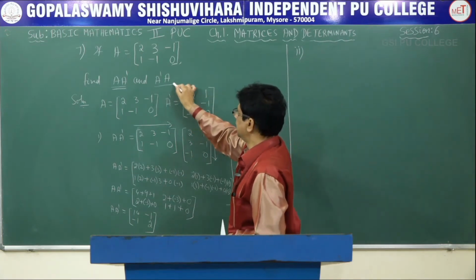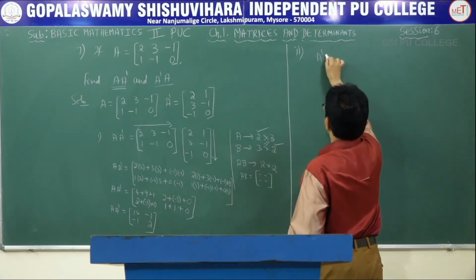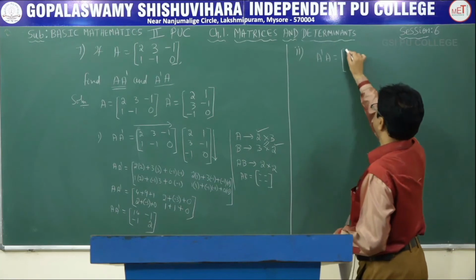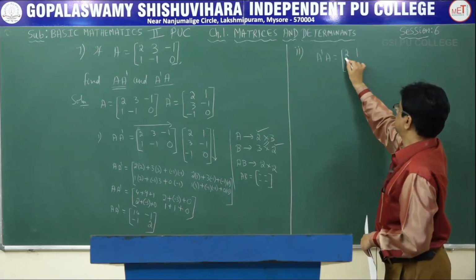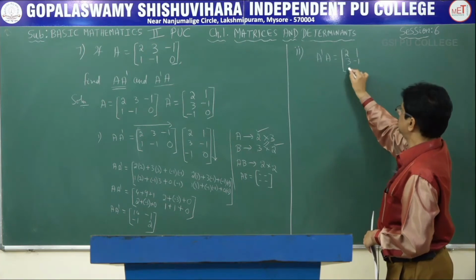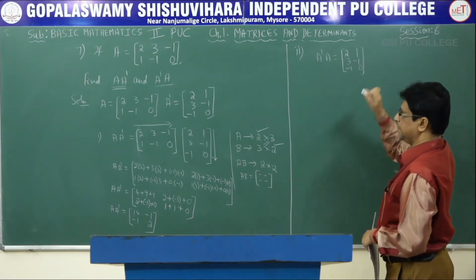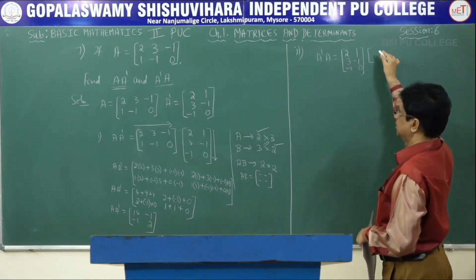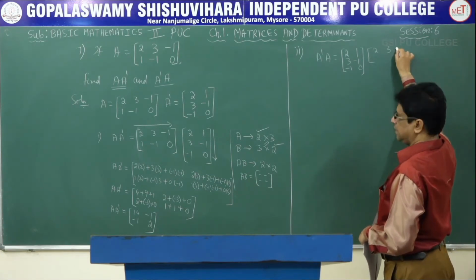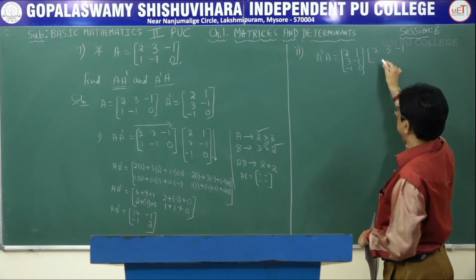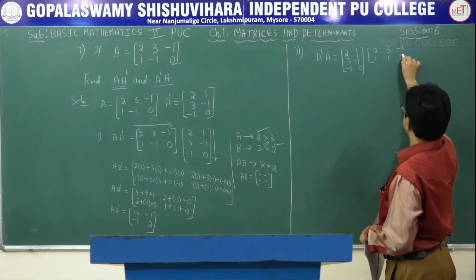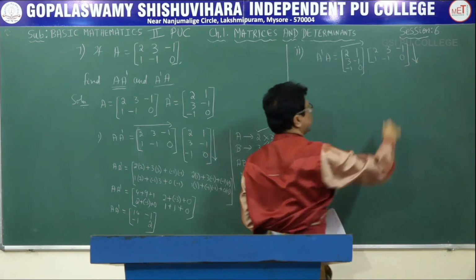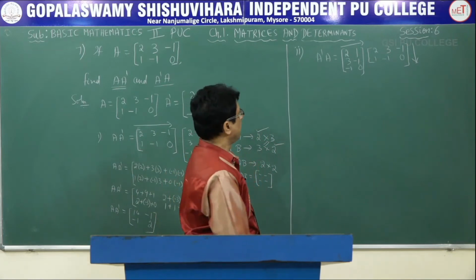Second, we shall find A dash A. So A dash A is equal to, first we shall write A dash. So A dash is 2, 1, 3, minus 1, minus 1, 0, into A. So A is 2, 3, minus 1, 1, minus 1, 0. We shall multiply these two matrices. The rule is row into column.